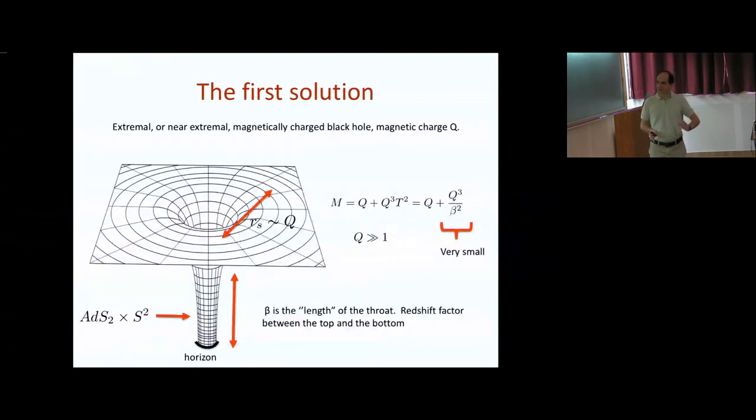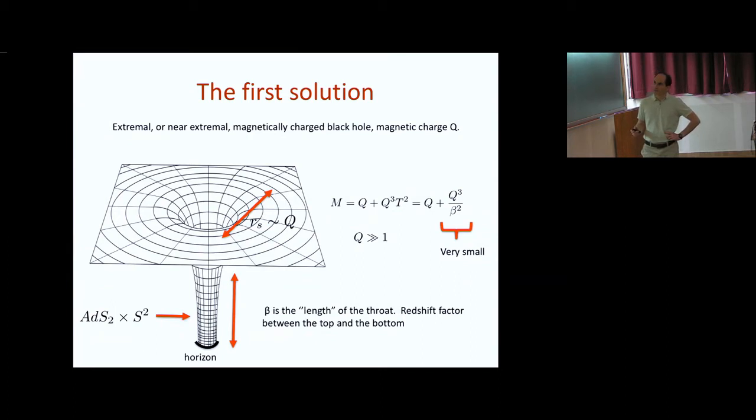So first, we'll look at one solution. The first solution will consist of an extremal or near-extremal magnetically charged black hole with magnetic charge Q. Q is an integer in this talk, so it will be just an integer. I'm going to set Planck to 1, so the mass of the black hole is equal to Q. When we're at finite temperature, there is a small correction, so this term will be very small. Okay.